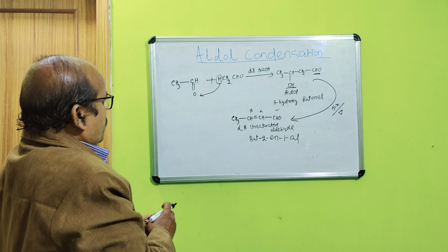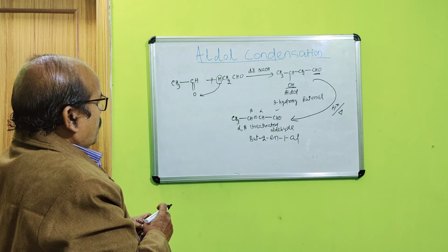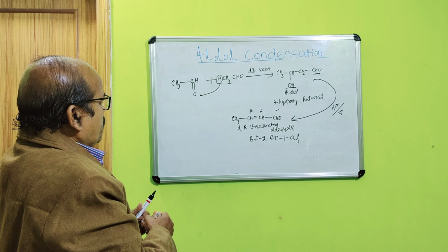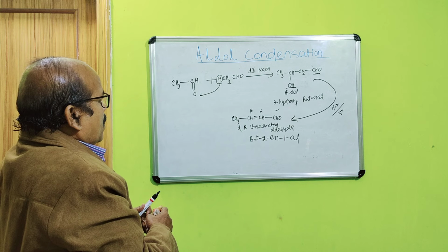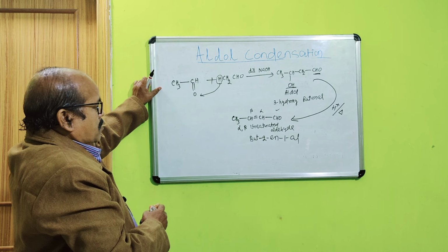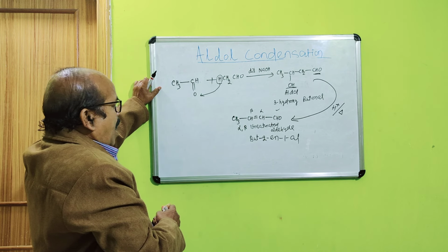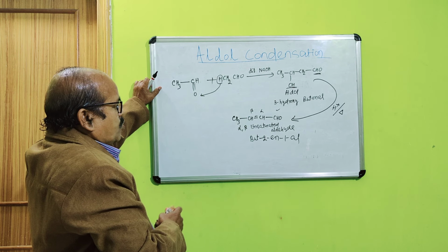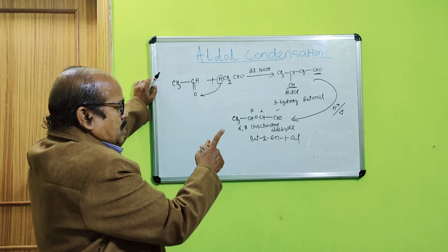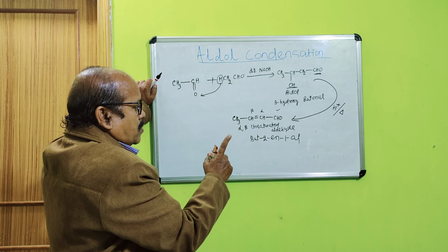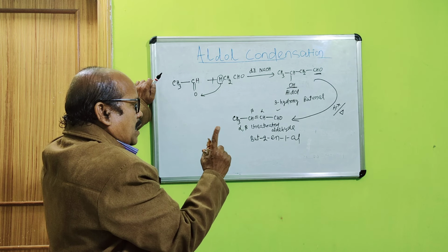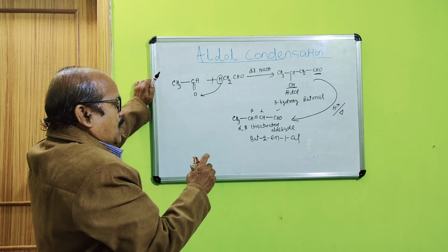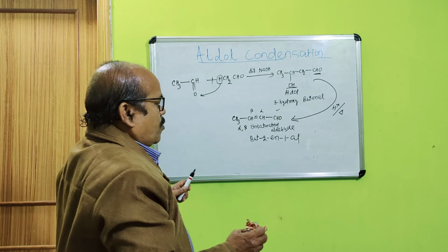Now, in presence of dilute sodium hydroxide, two similar aldehyde compounds having alpha hydrogen atom are combined, condensed to form an aldol. This compound, aldol, on further heating in presence of acid eliminates one water molecule, forming an alpha beta unsaturated aldehyde, as I have written on the board.